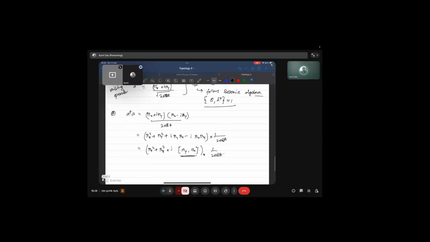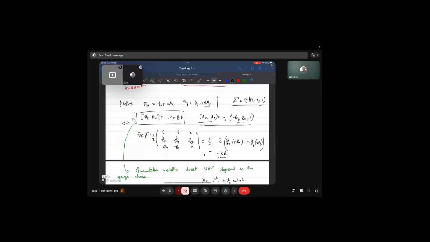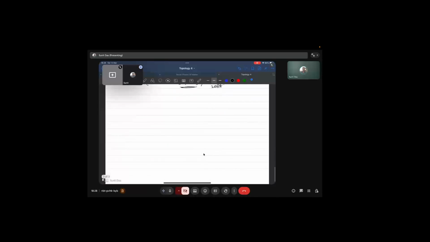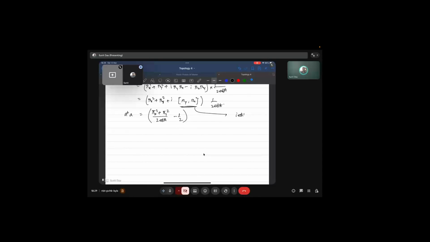Now this pi y pi x, we have just said that if you calculate this, this will be the commutation relation result. So we'll have A dagger A to be pi x square plus pi y square minus half. Okay, so this you can just do here. What we have replaced is that this commutator is nothing but i e h bar B. Okay.